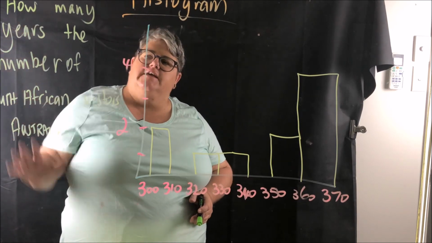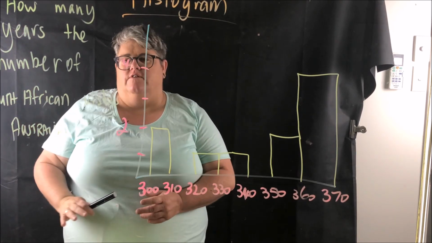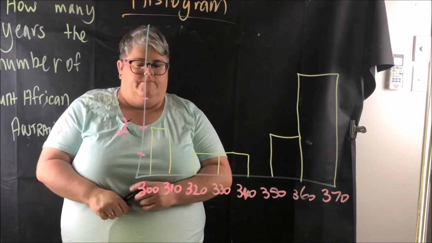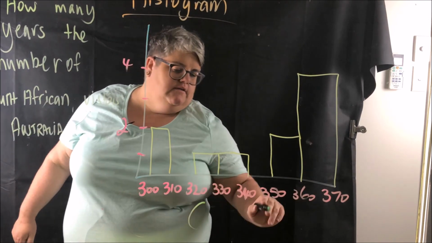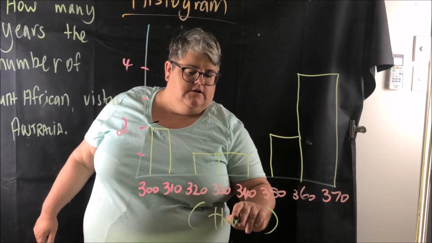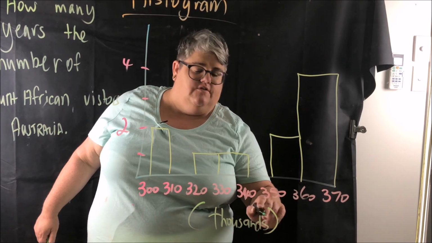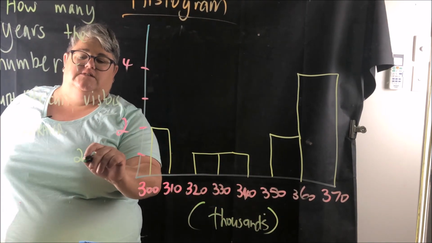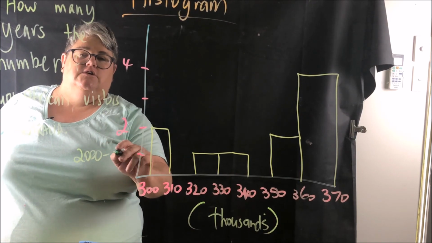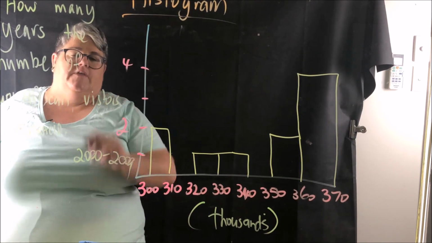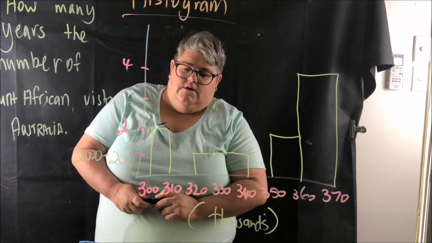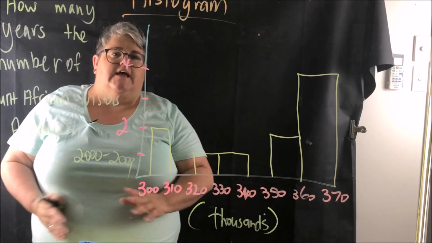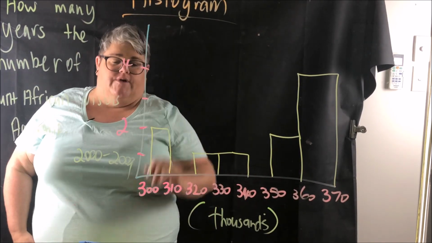Okay, so I'm going to get you to practice now. This is how many years the number of South African visitors to Australia. Down here, this is in thousands, so this is the number of visitors, and this is our frequency. It represents 2000 to the year 2009. That's our frequency.